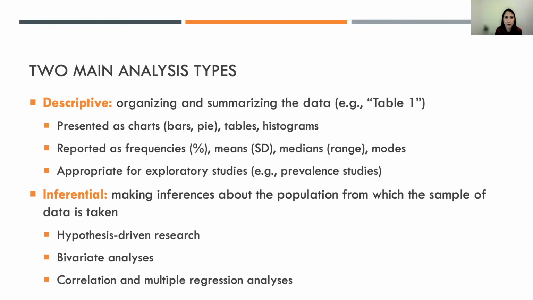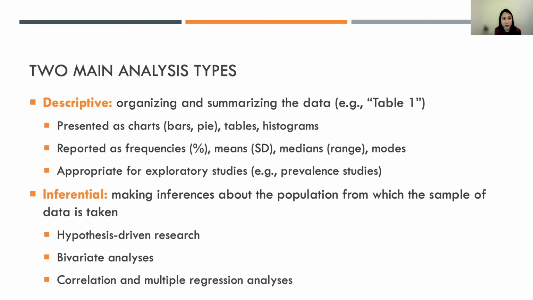There are 2 main analysis types, of course, descriptive as well as inferential. Descriptive is exactly as it sounds, organizing and summarizing the data. It's typically what we would call our table 1. You often see this presented as charts, so pie charts, bar charts, as well as tables and histograms. It's reported in the tables as frequencies and percents, as well as some other measures of central tendency, like means, medians, modes, things like that.